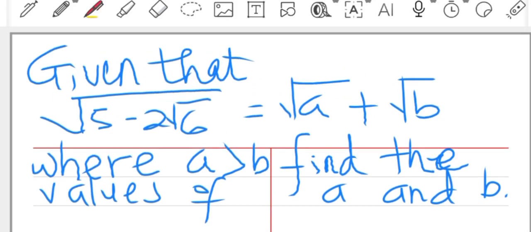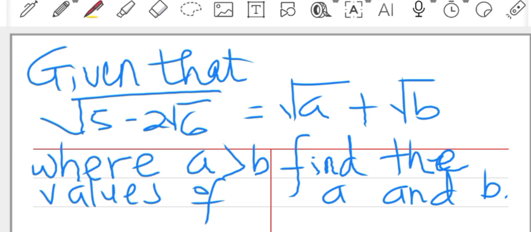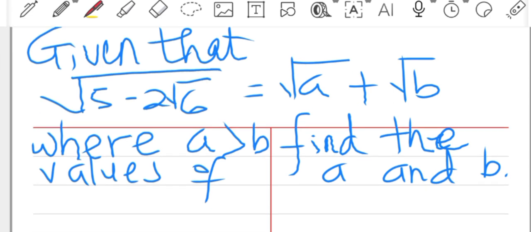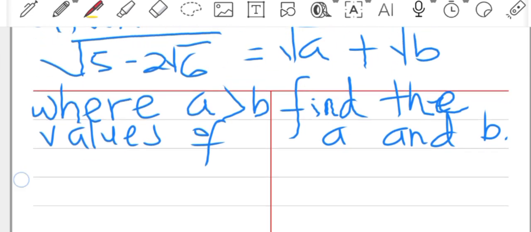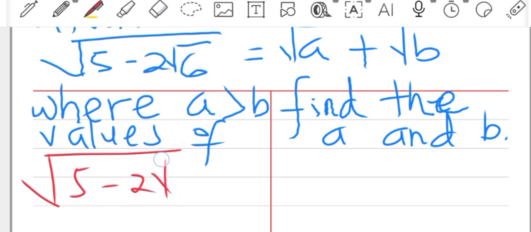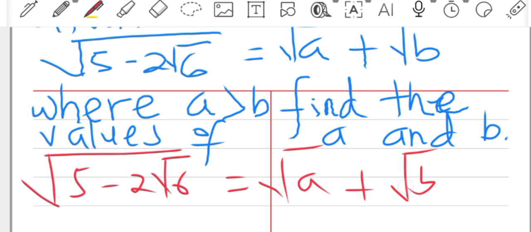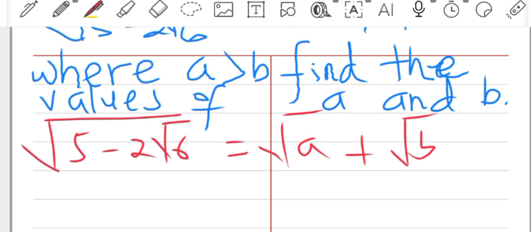We have a question on the board. Given that root 5 minus 2 root 6 is equal to root a plus root b, where a is greater than b, find the values of a and b. Just as our question reads, root 5 minus 2 root 6 equals root a plus root b. We have to note that a is greater than b, and we have to find the values of a and b.